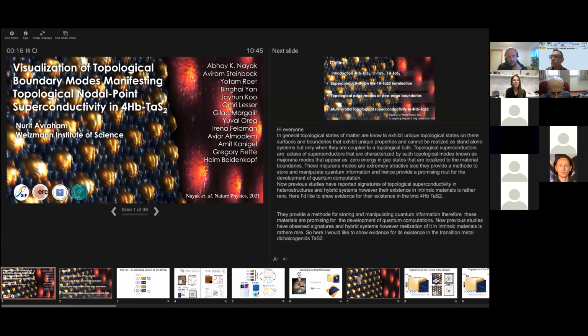So today I'm going to tell you about scanning tunneling microscopy measurements we've been doing on the transition metal dichalcogenide 4Hb tantalum disulfide. More precisely, I'll show you STM visualization of boundary modes that manifest the existence of topological nodal point superconductivity on the 1H termination of the material.